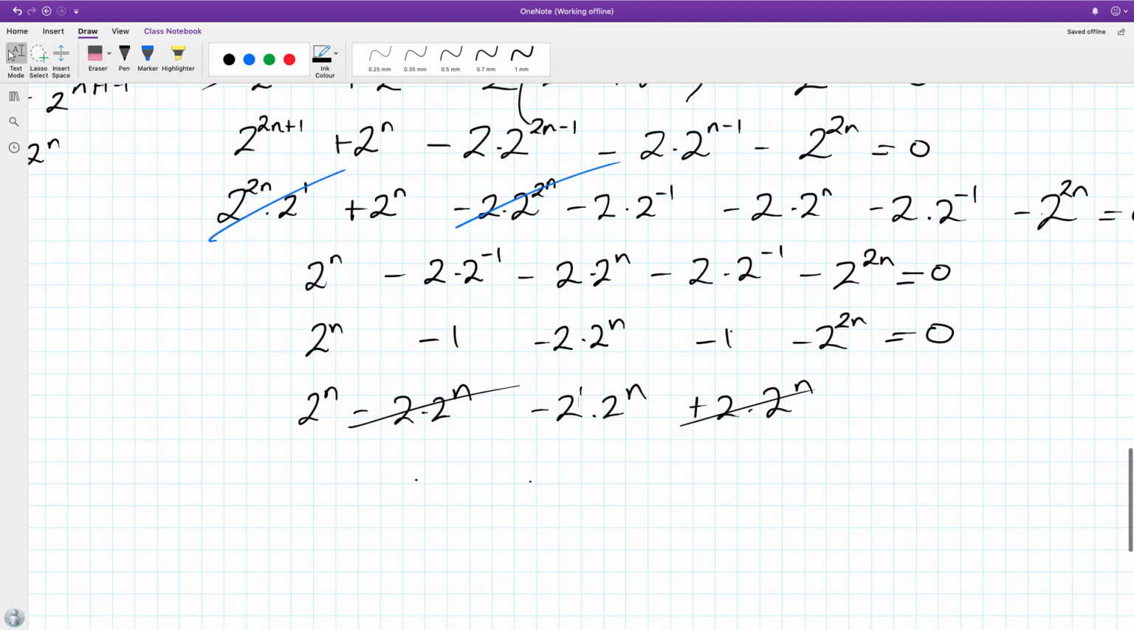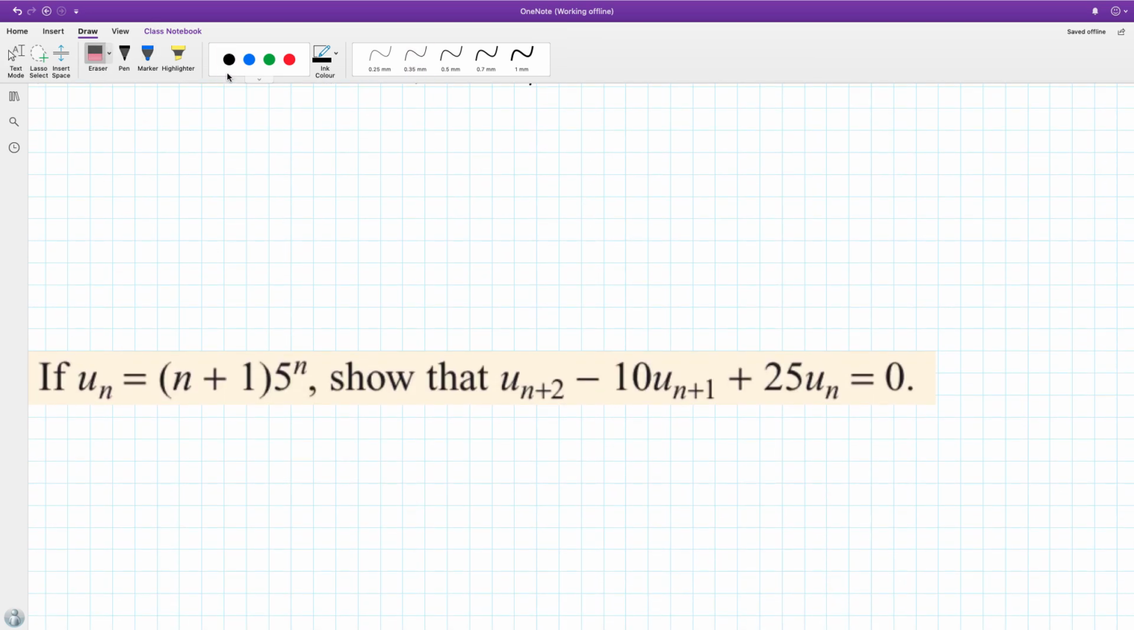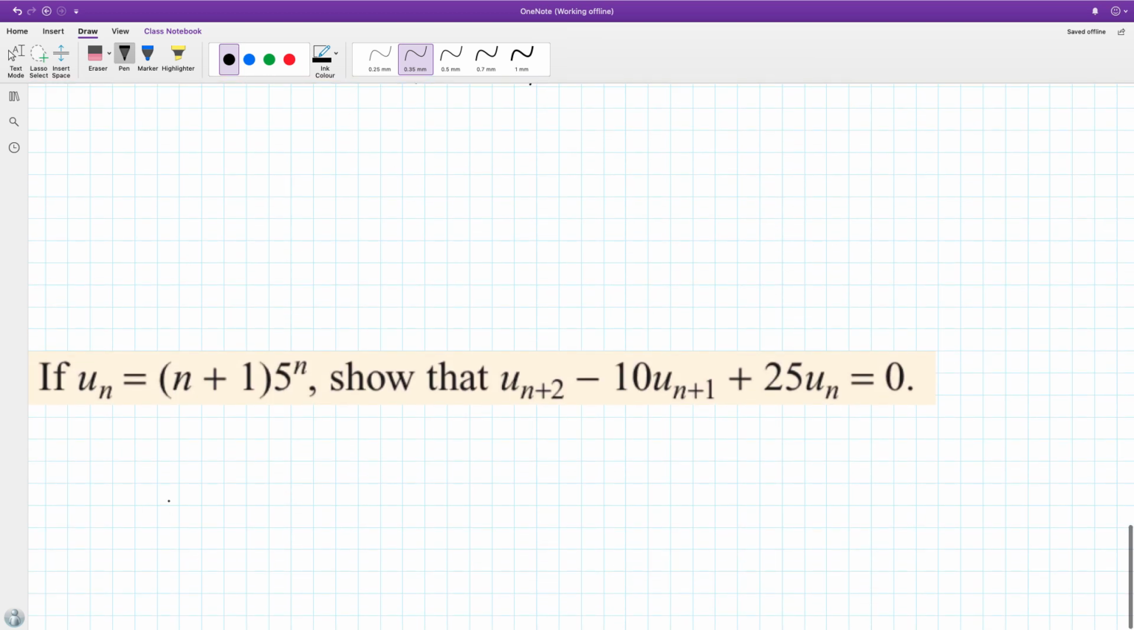Right, as I've tried it three or four different times, there's a mistake in it someplace because it's just not knocking out. All right. Right, how are we getting on with this one? Let's look at it. I've literally tried it three or four different ways. It won't knock out. Right, u n is equal to n plus 1 times 5 to the power of n.